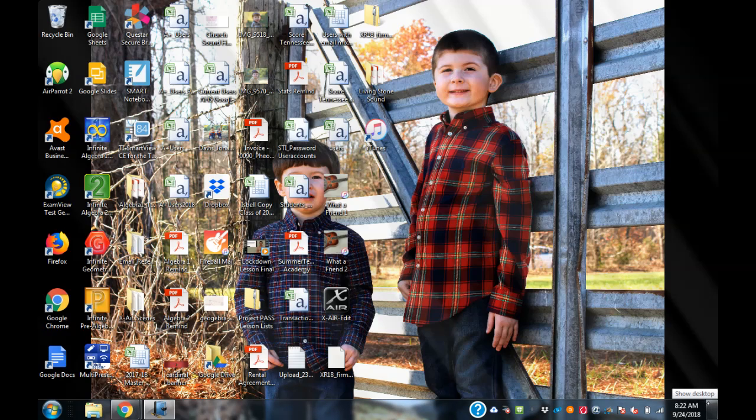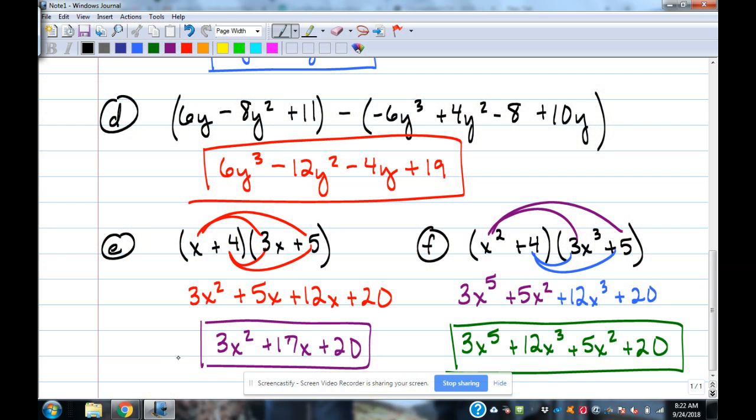Will putting it in descending order at times require some positive and negative manipulation? No. If you're just changing the order in which it goes, the sign stays with it. So if it's a minus 5x squared and you need to move it up, it stays a minus 5x squared. It never changes. That's a really good question.